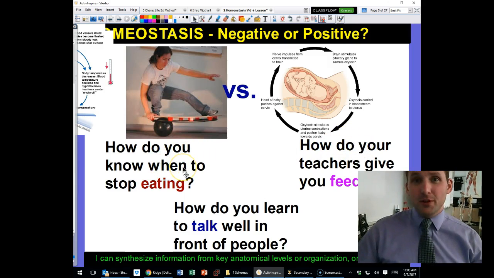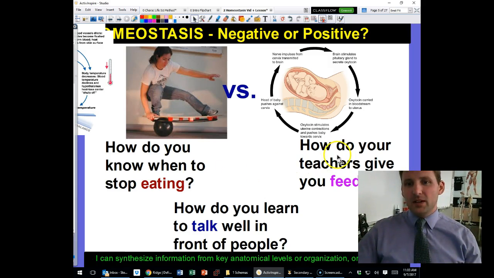Oftentimes a positive feedback loop, in contrast to that, would be it tastes good, and so I want more of that taste, and I have even more of it and even more of it. So you have a negative feedback loop and a positive feedback loop kind of competing when you eat.